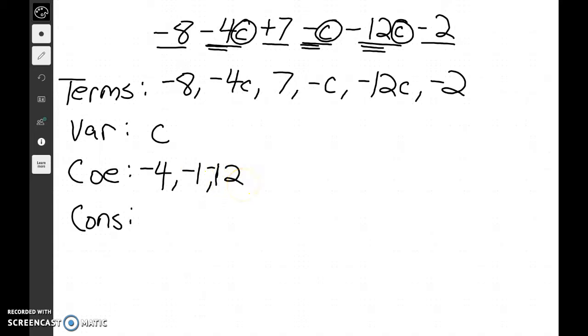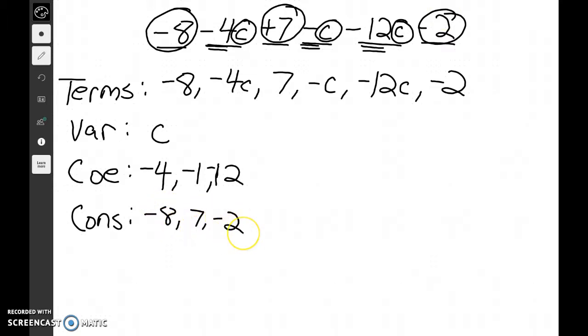It all worked out to be negative that time, it looks like. And then the last thing would be our constants, which are our numbers that stand alone. So we have the number negative 8, positive 7, and negative 2. So that would be negative 8, positive 7, and negative 2. So a fairly simple problem to work there. Shouldn't have had too many issues with it.